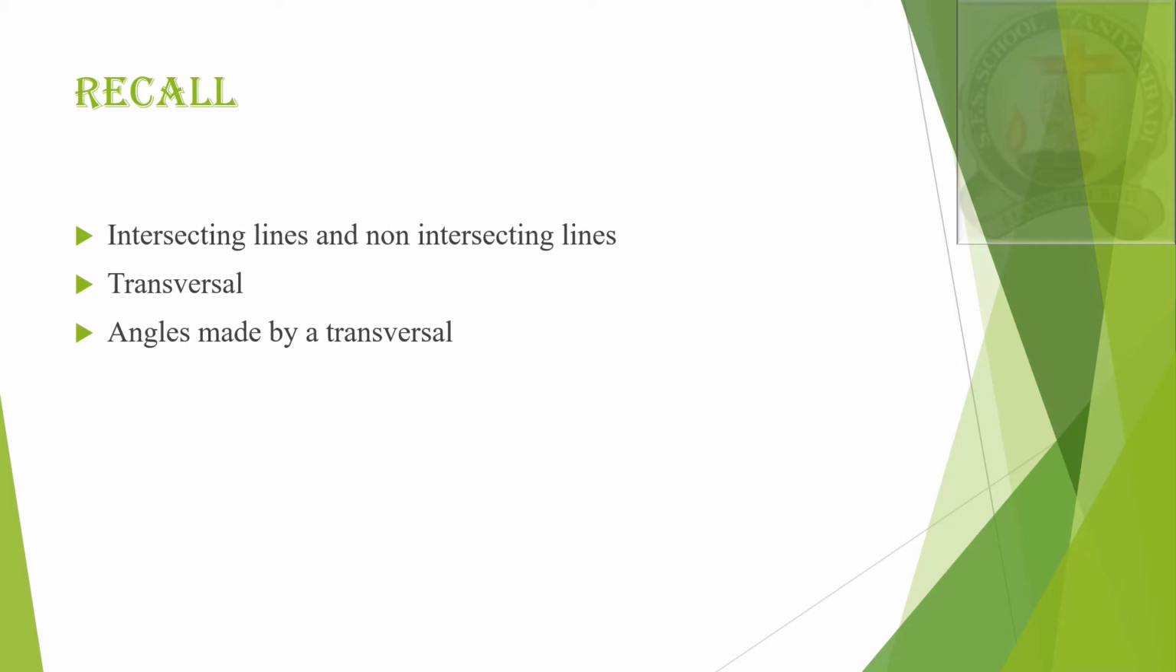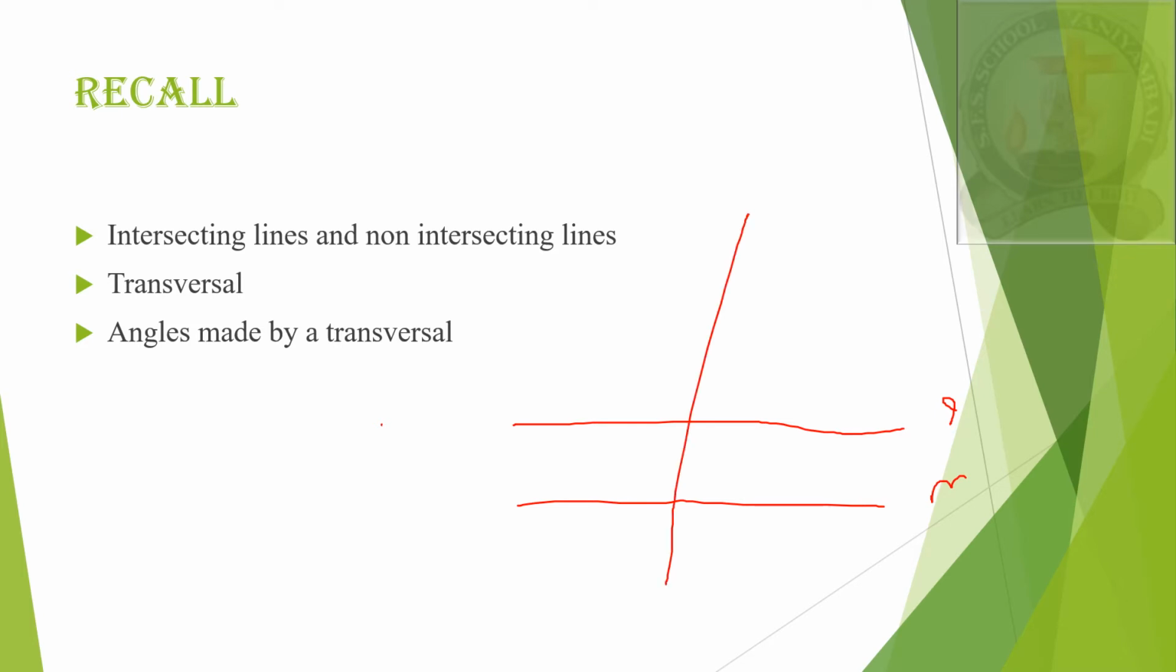So this is what a transversal is. Now let us understand the angles made by a transversal line. Again I am going to take the same example. Let me take two lines, line L and line M. Let me draw another line that passes through lines L and M, with meeting points S and T.